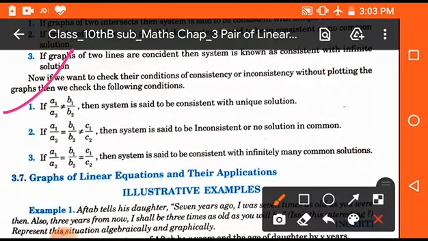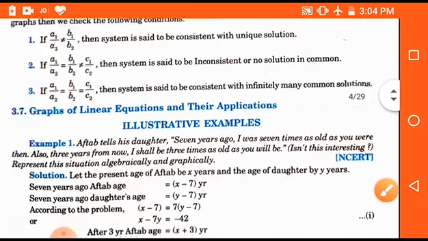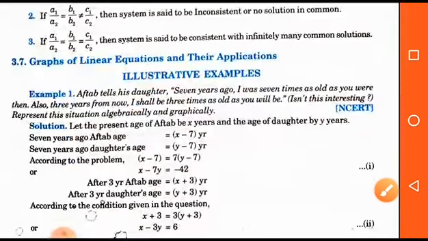First condition: if a1 upon a2 is not equal to b1 upon b2, then the system is said to be consistent with a unique solution. The next condition: if a1 upon a2 is equal to b1 upon b2 is not equal to c1 upon c2, then the system is said to be inconsistent, with no solution in common. Clear? The third condition: if a1 upon a2 is equal to b1 upon b2 is equal to c1 upon c2, then the system is said to be consistent with infinitely many solutions. So there are three conditions by which we can find the nature of the solution of any pair of linear equations. Clear? Okay, students.